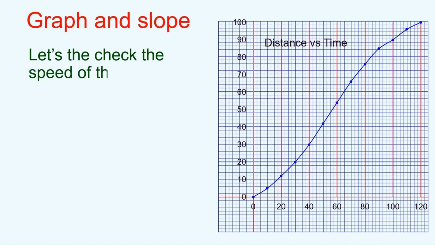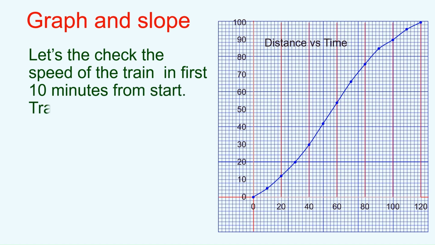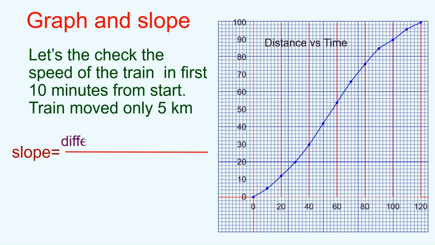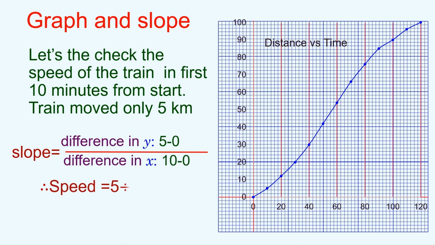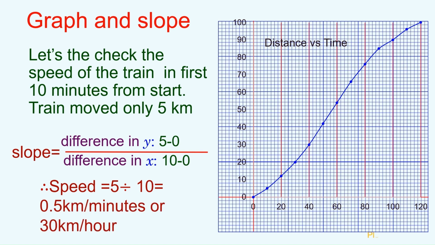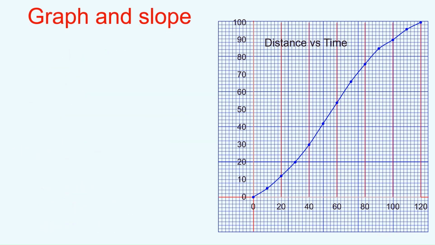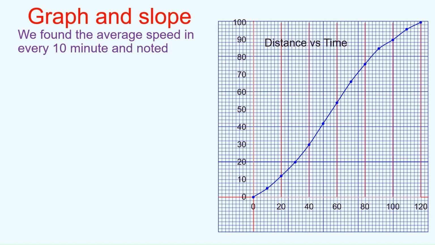Let's check the speed of the train in the first 10 minutes. From the start, the train moved only 5 kilometers. Slope equals difference in y, 5 minus 0, that is 5 kilometers, divided by difference in x, 10 minus 0, that is 10 minutes. Therefore speed equals 5 divided by 10 equals 0.5 kilometers per minute, or 30 kilometers per hour. The average speed in every 10 minutes is noted here in the table.